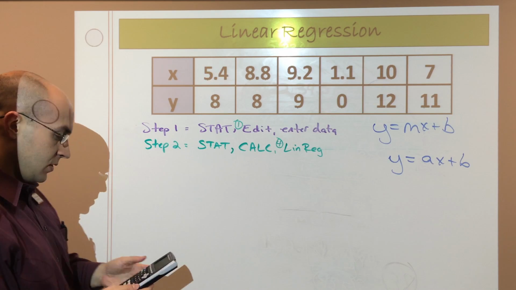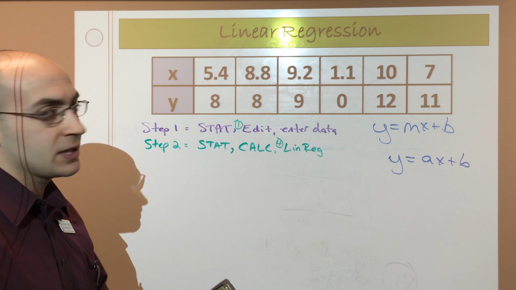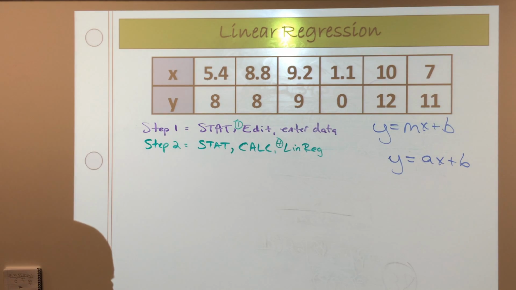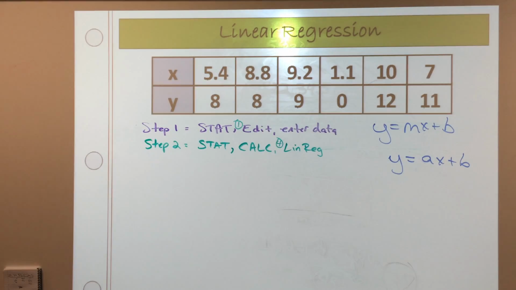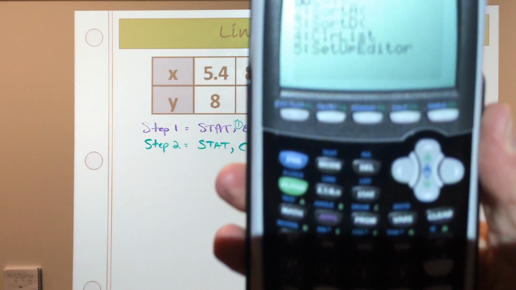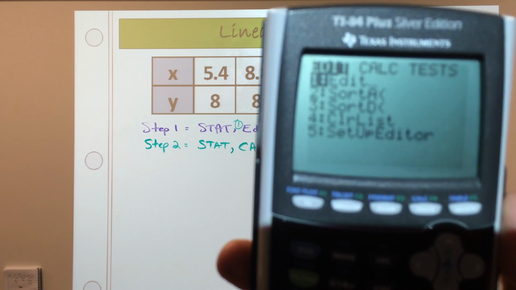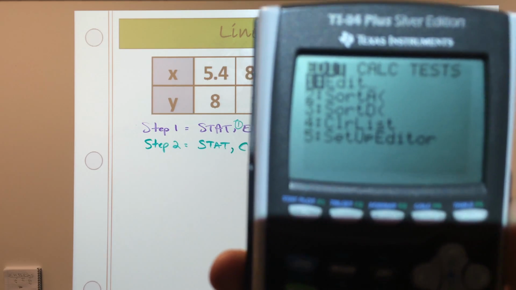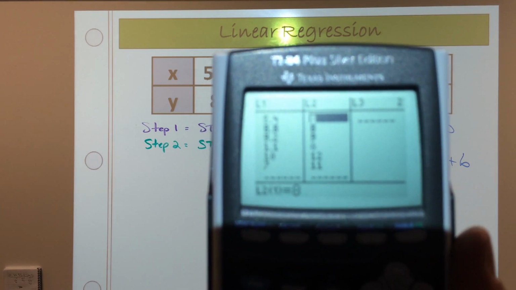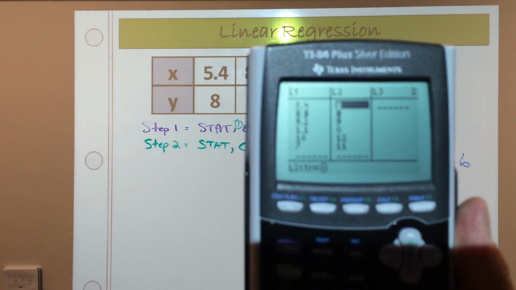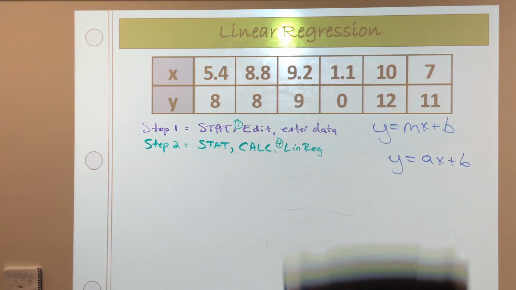Step one, on your calculator, you are going to press stat. I went ahead and just pressed stat for you. You should see something that looks like this. Then you're just going to press enter because you're already on edit and choice one. When you do that, you're going to see a table of values like that. It doesn't matter if you have L1, L2, or L4, L5. You're just going to enter the data in exactly how you see it.